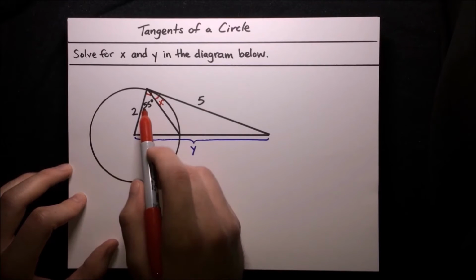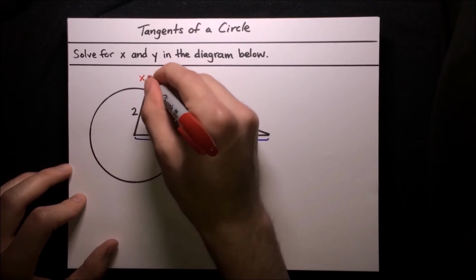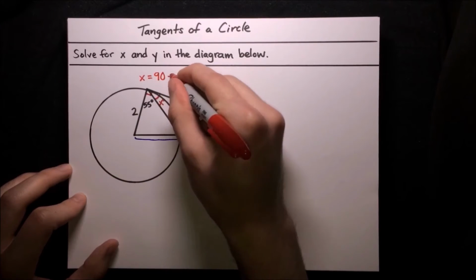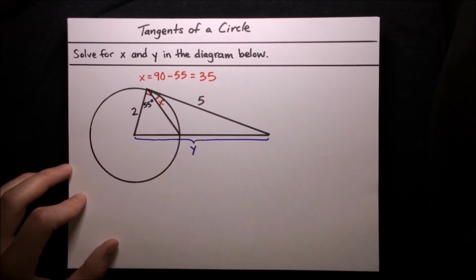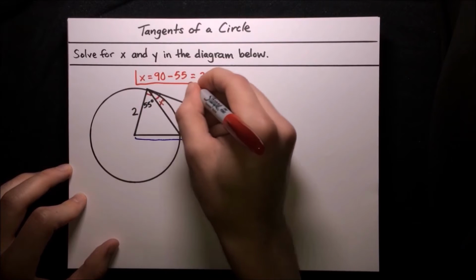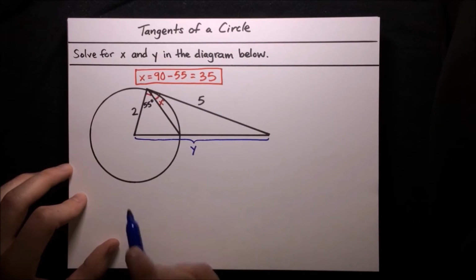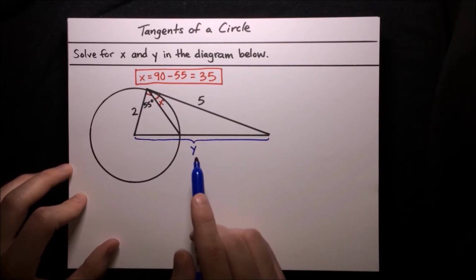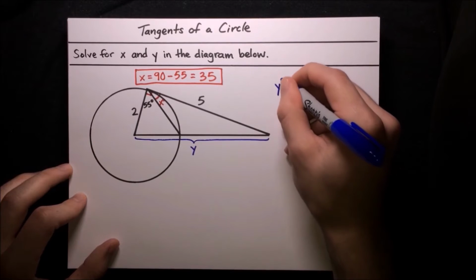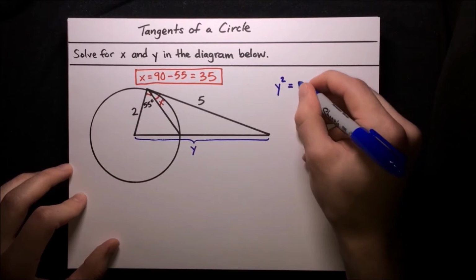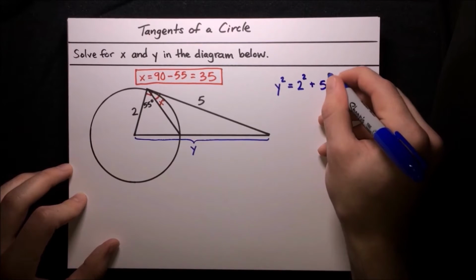So 55 degrees and x degrees together make 90 degrees. That means x equals 90 minus 55, which is 35. Okay, so there's x, and now it just remains to solve for y. And hey, since this is a right triangle, we can use the Pythagorean theorem. So let's go ahead and do that. So hypotenuse squared, y squared, is equal to side squared, so 2 squared, plus side squared, so plus 5 squared.